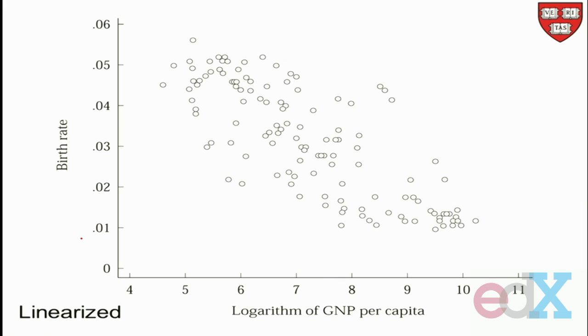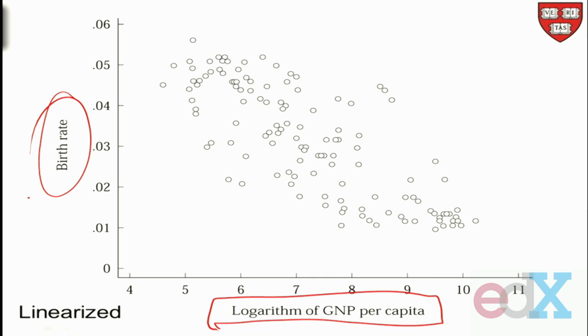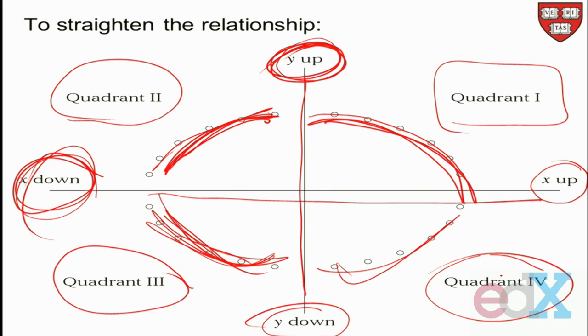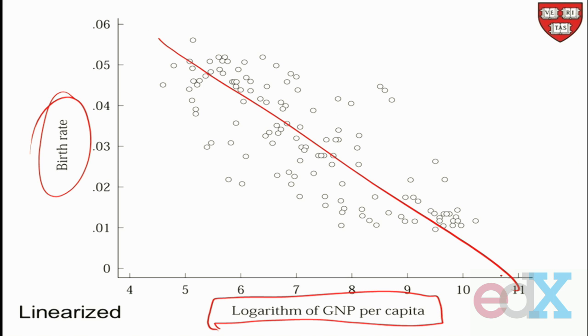In fact, if we looked at the logarithm of GNP, so we look at the birth rate versus the logarithm of GNP, we get something that now looks much more linear. And we've linearized it. So this is one way of getting around non-linearities, but basically it works only when you've got something that's nicely behaved like this. And so that's how it worked in this one.